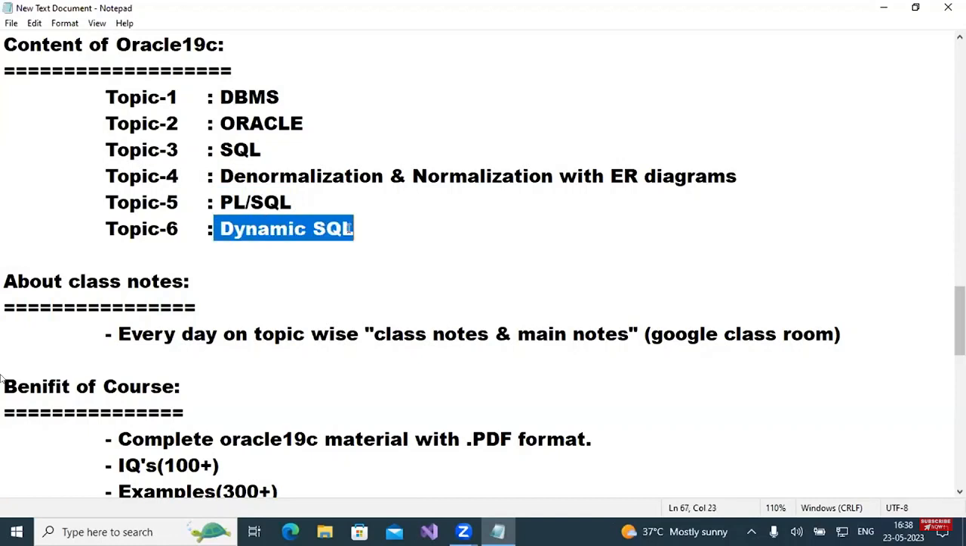And after that, lastly, we are going to show dynamic SQL: how a static query is converted into dynamic. So these are all we are going to cover, guys. It may look like only 6 topics, but internally there are so many topics that you can understand one by one, session by session.